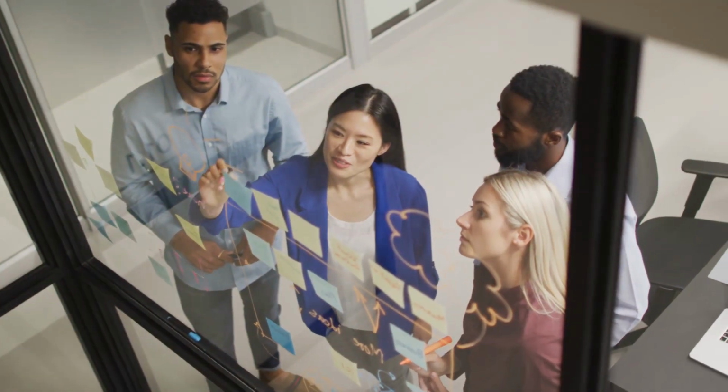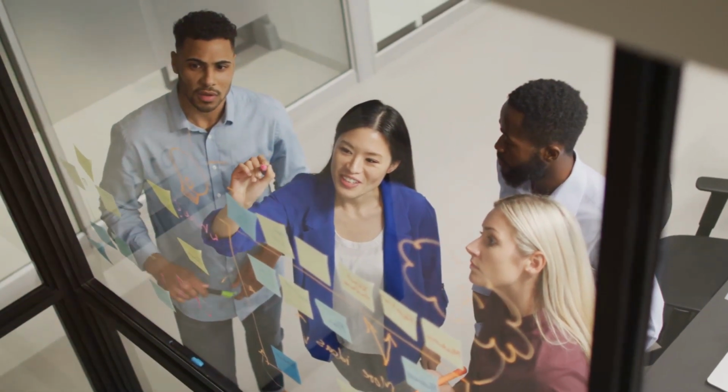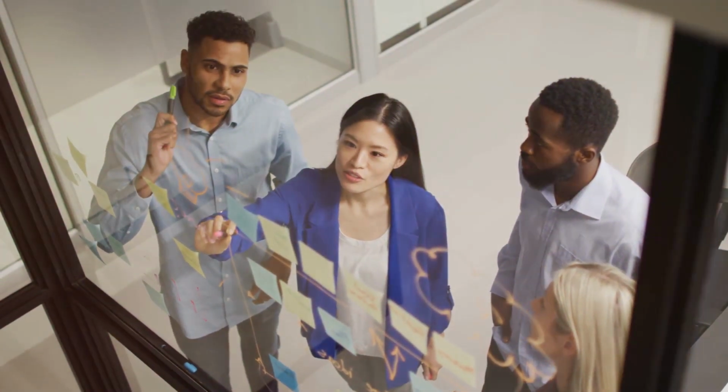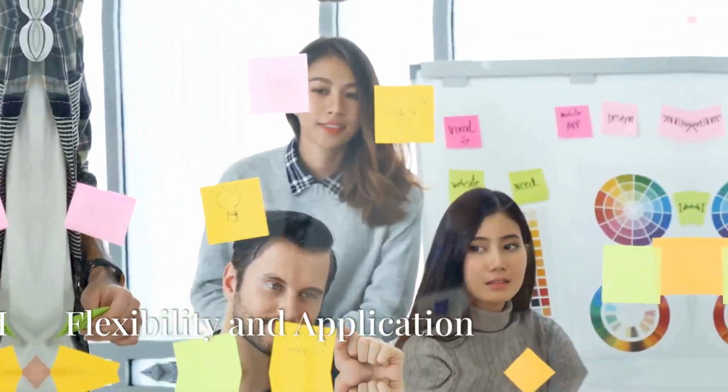This simple visual representation allows the team to see exactly what is being worked on and at what stage, offering transparency and clarity to everyone involved.